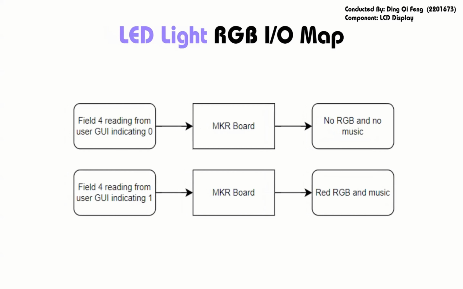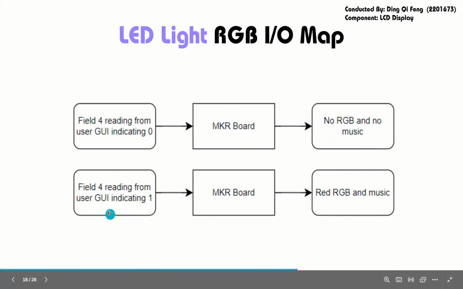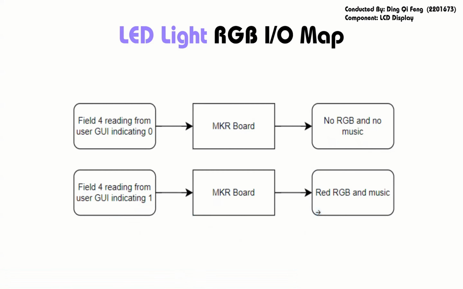Next, the LED light RGB I/O map. From the user input or from Field 4, indicating 0, it will send data to the MKR board, which means that no RGB is being lit up and no music is being played. And when the GUI indicates 1, sending to the MKR board, the red RGB will light up and the music will be playing. Next, Tonghui will be presenting the temperature sensor.